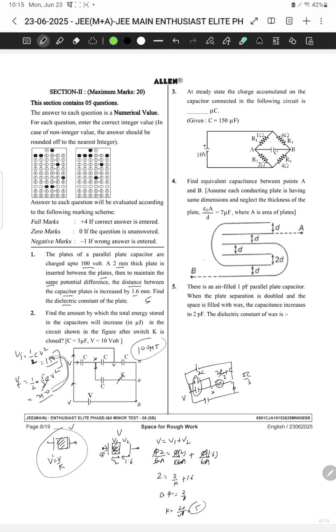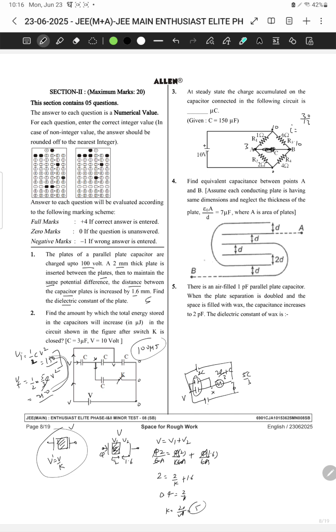Question number 3. Find the charge on the capacitor in steady state. In steady state there will be no charge flow in this branch, so we can remove it. We just need to find the potential difference between A and B. These two are in series, 6 plus 4 is 10, 2 plus 1 is 3, and 3 and 10 are in parallel, so 30 by 13. Okay, so the current is equal to... we need to find the potential difference, right? So if it is 0 here, then it is 10.